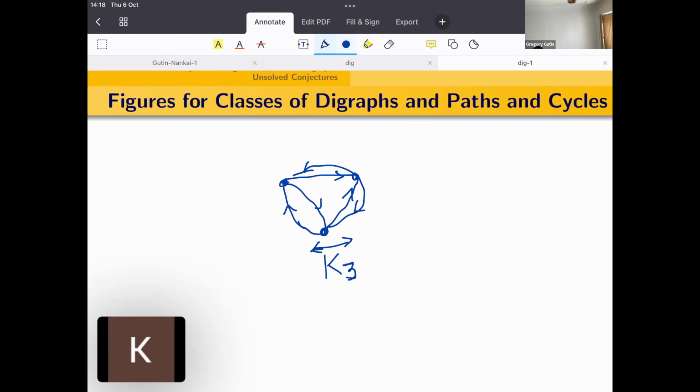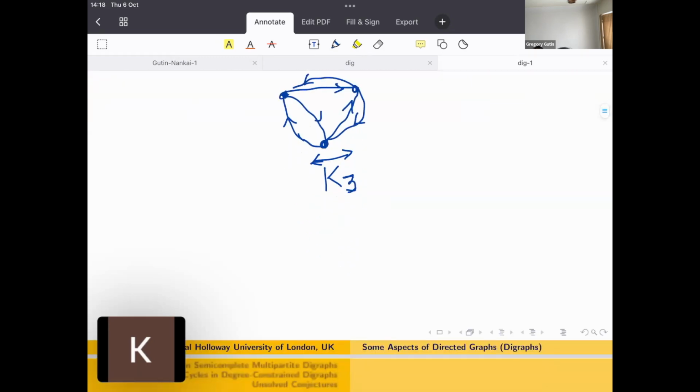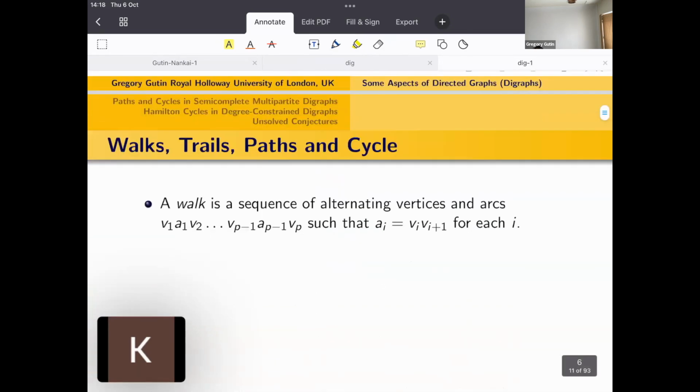So it's basically the analog of the complete undirected graph. But here we sometimes want to specify that it's a directed graph because, for example, you can delete here an arc, just one arc, not necessarily both arcs in opposite directions. And so it's a different object, a more general object than a complete undirected graph.